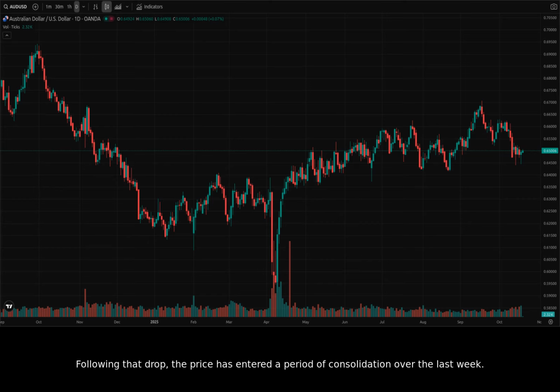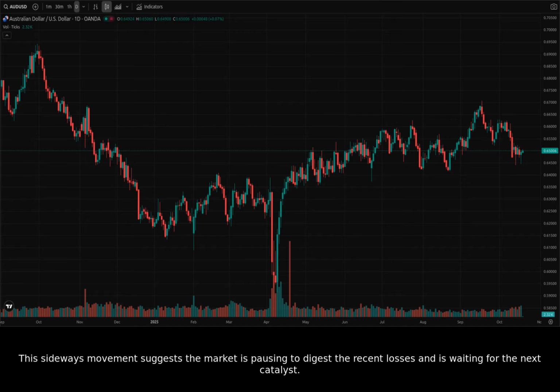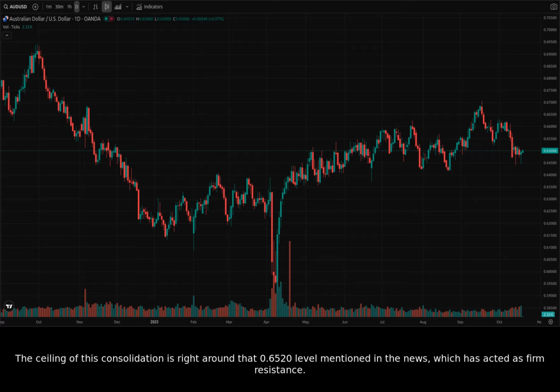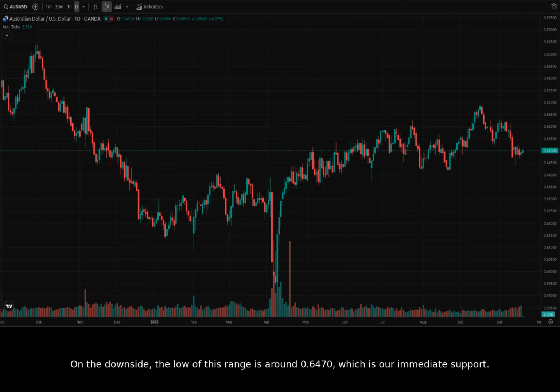Following that drop, the price has entered a period of consolidation over the last week. This sideways movement suggests the market is pausing to digest the recent losses and is waiting for the next catalyst. This could be a bear flag pattern, which would suggest another move to the downside is likely. The ceiling of this consolidation is right around that 0.6520 level mentioned in the news, which has acted as firm resistance. On the downside, the low of this range is around 0.6470, which is our immediate support.